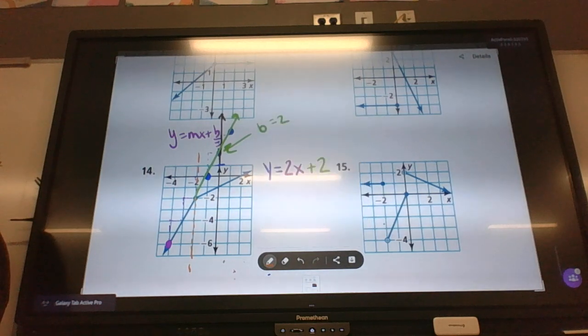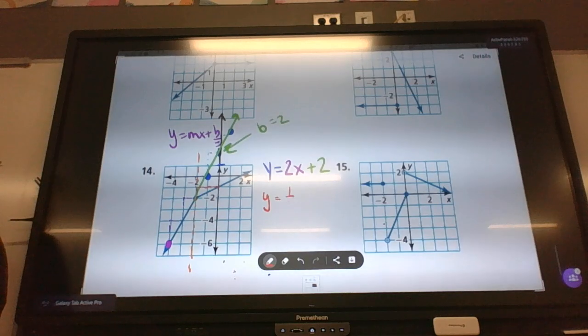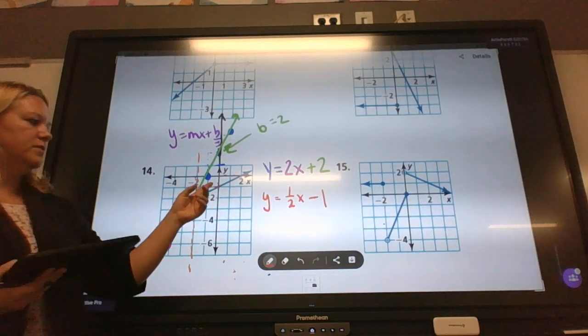2. And the second one's a little bit easier because you can see the b value. This is up 1 over 2. And the y-intercept is a negative 1.